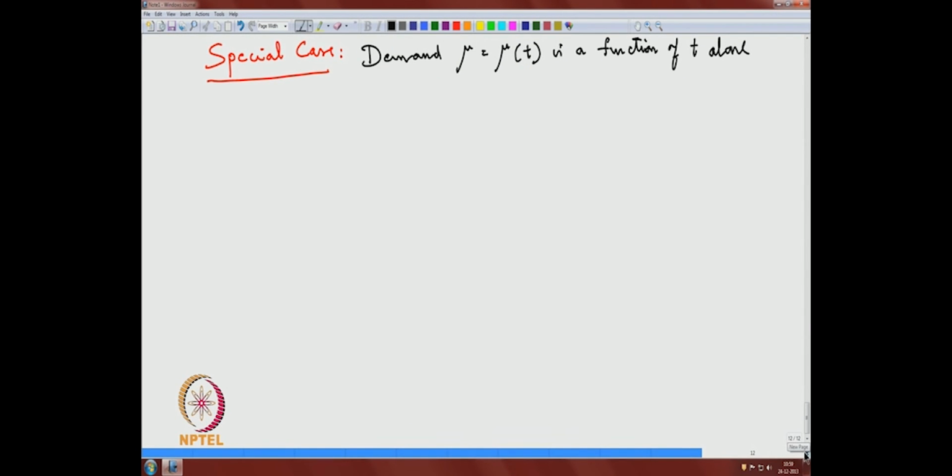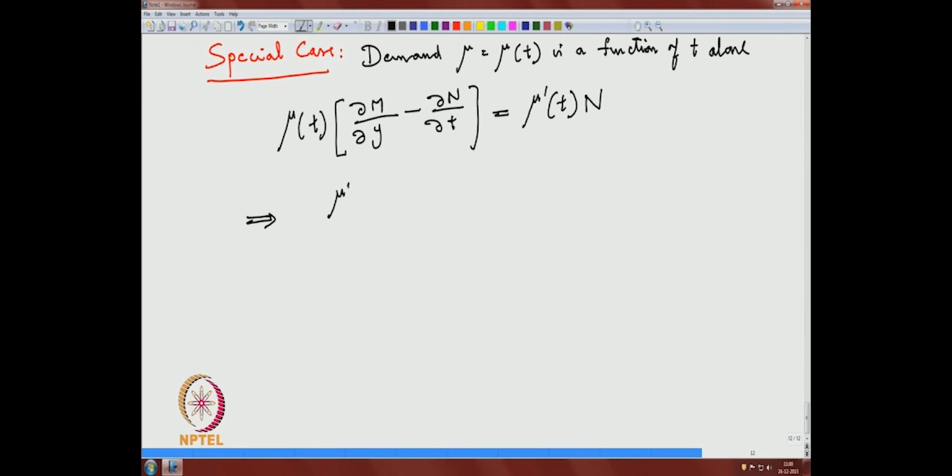In that case what we will get is an equation of the form: mu(t) into dm by dy minus dn by dt is equal to... We are not sure even this is solvable, and a condition will be given soon. Now you can write mu prime, because mu is a function of y alone, into n. So that implies mu prime of t by mu of t is equal to dm by dy minus dn by dt into 1 over n. You see. Okay.